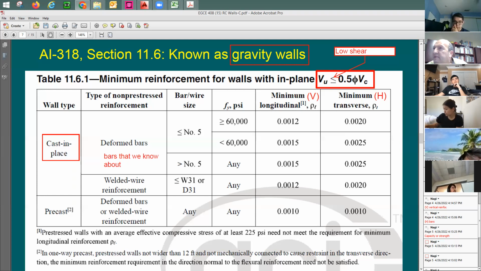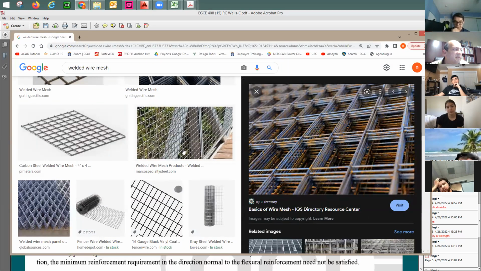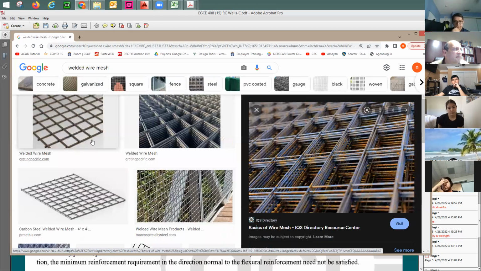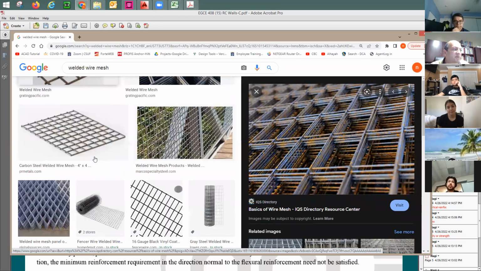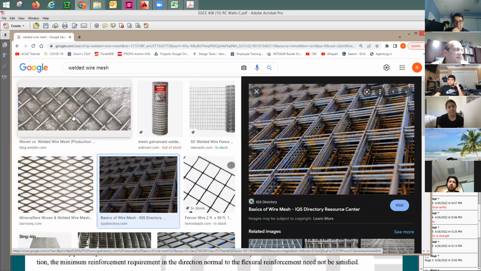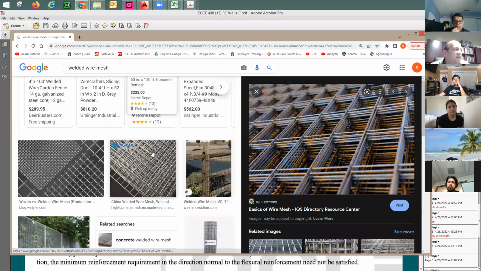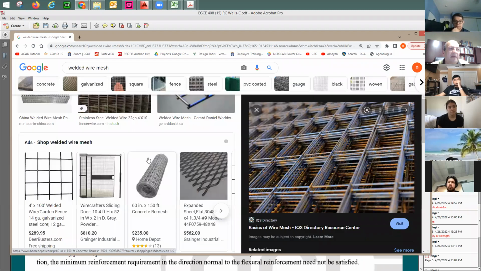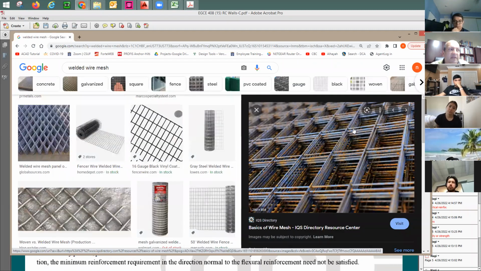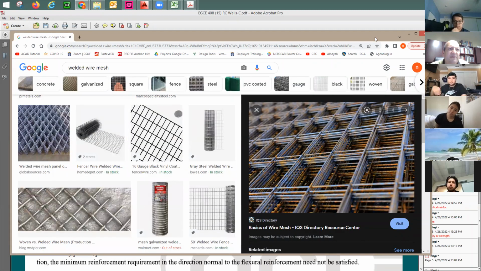I'll show you some of these applications. Here we go. It looks like this. It comes welded, like in a mesh. They just put it on the ground. It's not going to be like this, it's going to be like this, and they just put the concrete on top of it. So it's a cheap option. And the cross-section area of this rebar is very thin. It's not really a big thing.